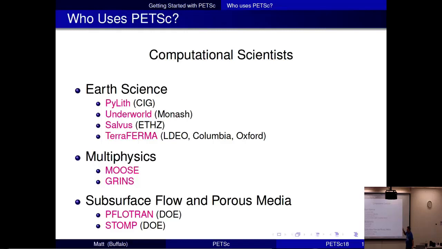And multi-physics packages like Moose or Grins, both of which are built on libmesh, use PETSc at the lowest level for solves too.